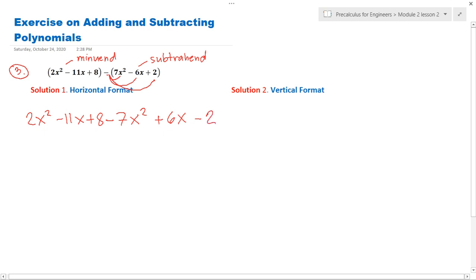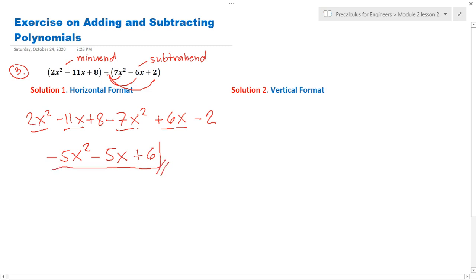Then combine like terms. I spot here, we have x squared and x squared. So we have 2x squared minus 7x squared. We have negative 5x squared. Next, in terms of x, so negative 11x plus 6x, so we have negative 5x. How about for constants? We have positive 8 minus 2. So 8 minus 2 is equals to positive 6. So this is now our final answer.